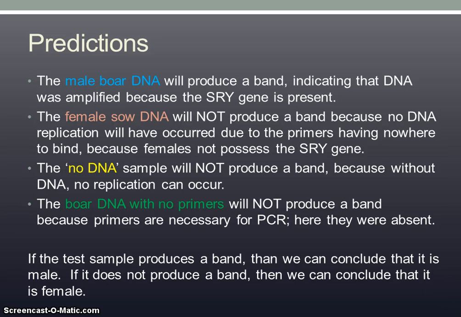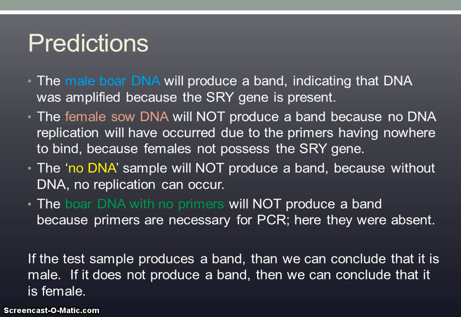And here are our predictions if all goes well with our experiment. The male boar DNA would produce a band indicating that DNA was amplified because, yes, the male boar contains the SRY gene, and it's present. The female sow DNA would not produce a band because no DNA replication would have occurred due to the primers having nowhere to bind, because females do not possess the SRY gene. Remember, females only have 2 X chromosomes. They do not have the Y chromosome.